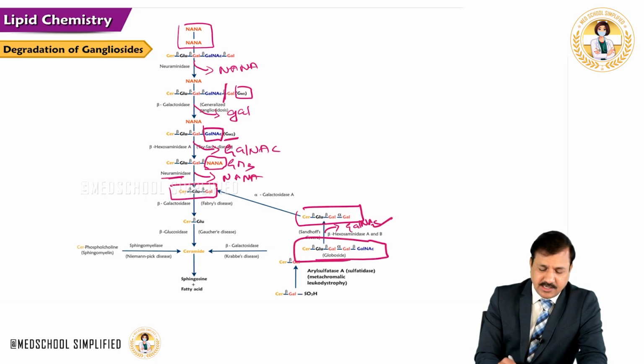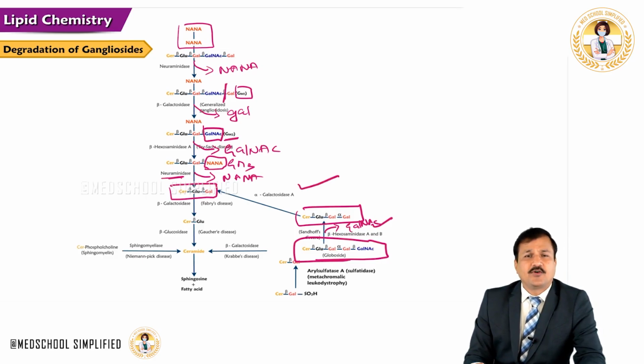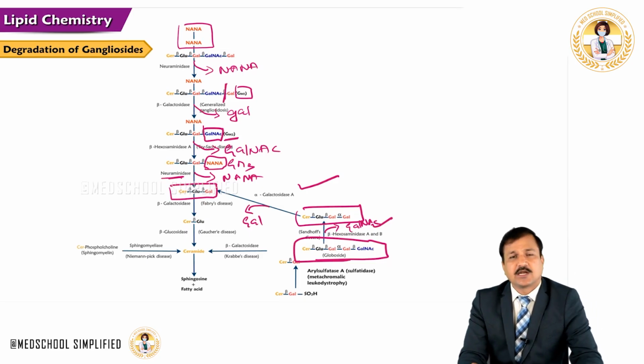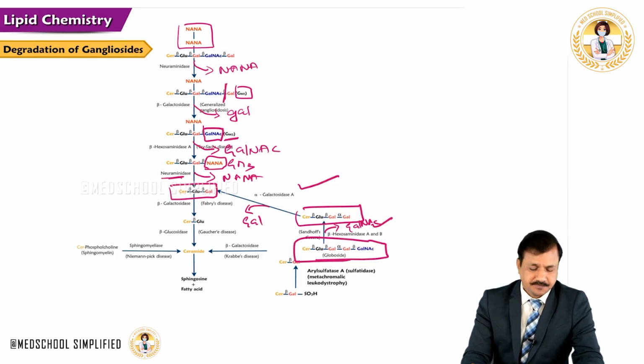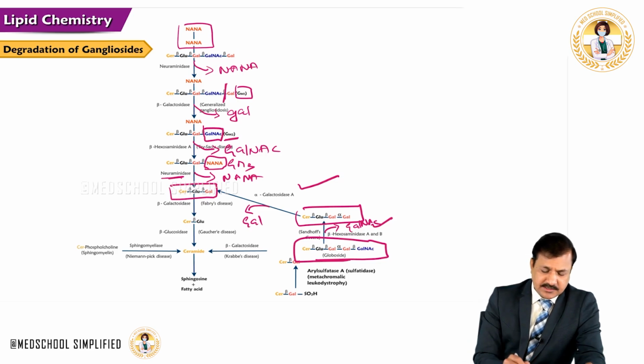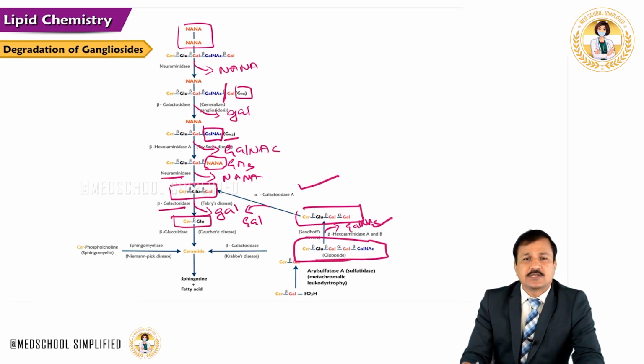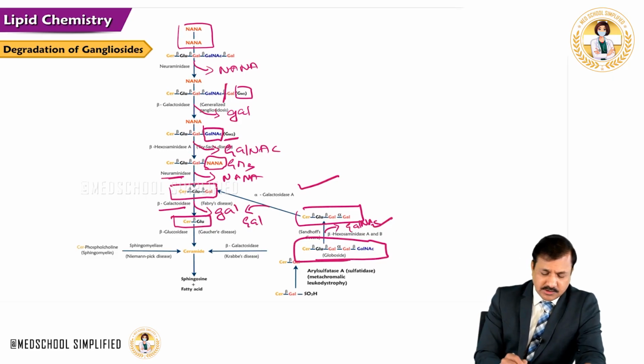This ceramide trihexoside is catalyzed by alpha-galactosidase A enzyme, which removes one of the galactose. One of the galactose is released. And what we get now is ceramide, glucose and galactose. Now this ceramide, glucose and galactose molecule is catalyzed by beta-galactosidase enzyme, which releases a galactose from it. Now we have ceramide plus glucose, which is a cerebroside called glucosyl ceramide or glucocerebroside.